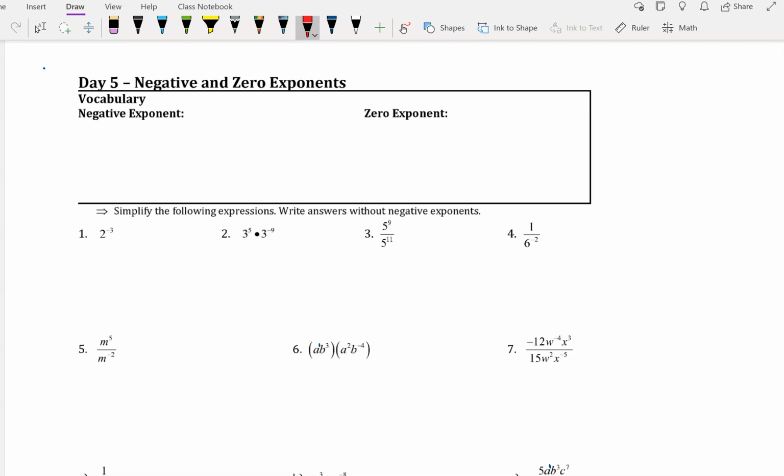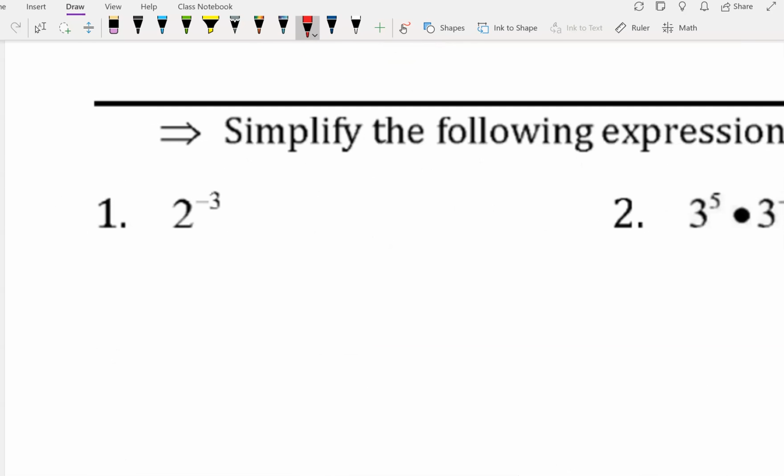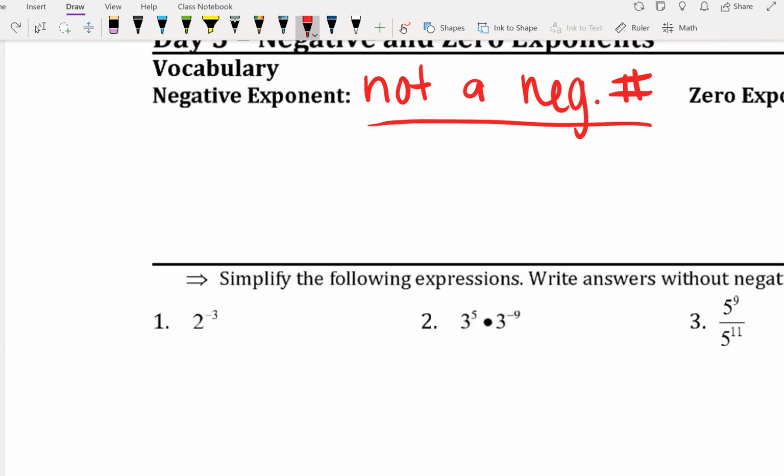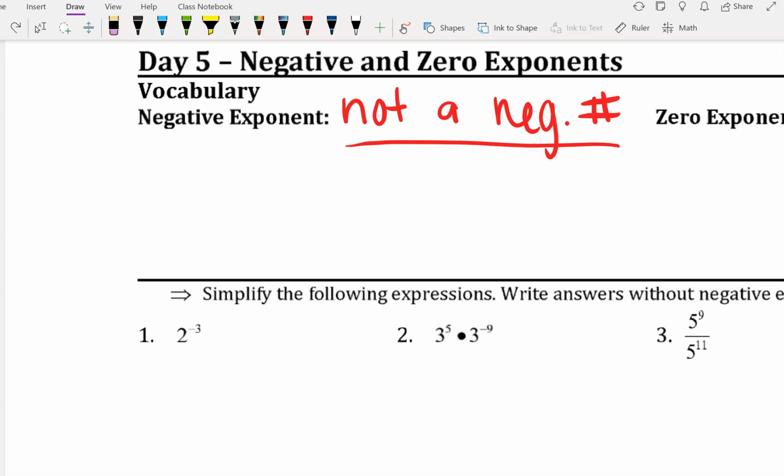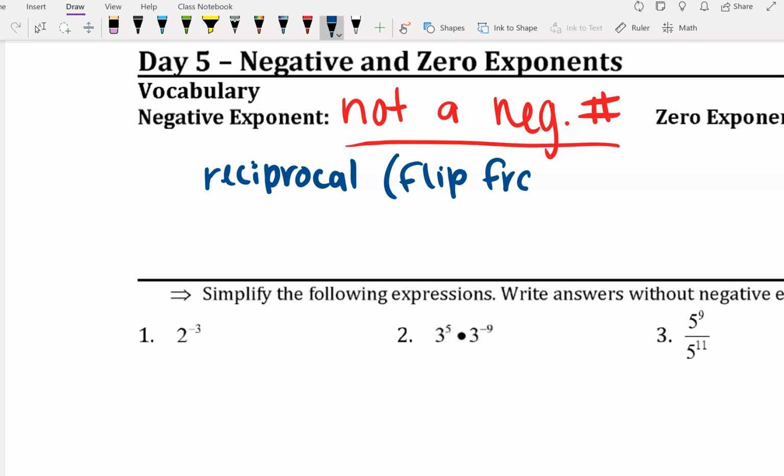So the first really important thing is understanding what a negative exponent is. A negative exponent is not a negative number. That's the big important thing. For example, this has nothing to do with being a negative number. It instead means reciprocal, which means flip the fraction.